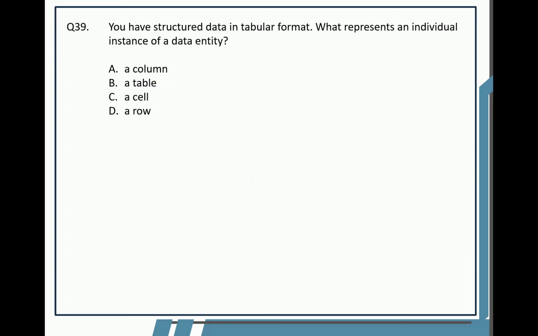In question number 39, we are asked what represents a single instance of a data entity in structured tabular data, and the options are a column, a table, a cell, a row.